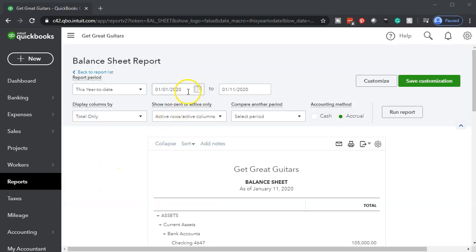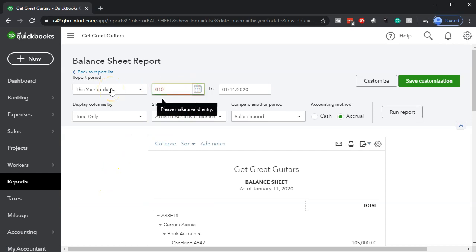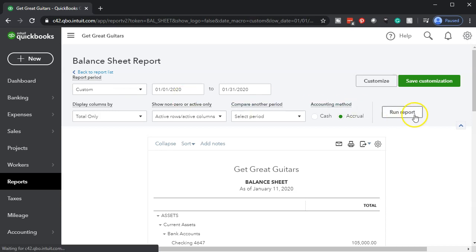I'm going to change the dates up top from 01/01/20 to 01/31/20, just for the first month. We're going to be considering the bank reconciliation process first for the first month, then we'll reconcile the second month. Let's go ahead and run that report.